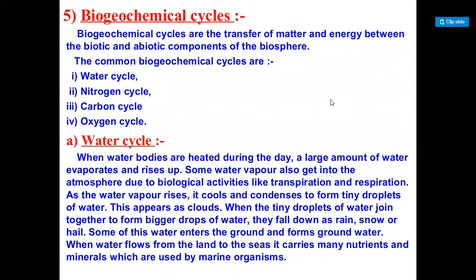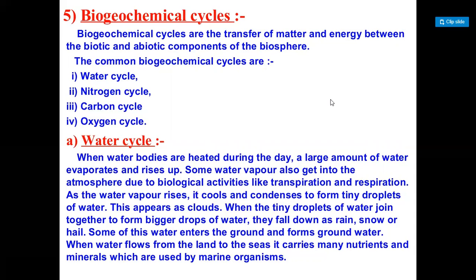Now, the last topic of this chapter is biogeochemical cycle. Biogeochemical cycle means the transfer of matter or energy between biotic and abiotic components of the biosphere. The biogeochemical cycles are water cycle, nitrogen cycle, carbon cycle, and oxygen cycle.